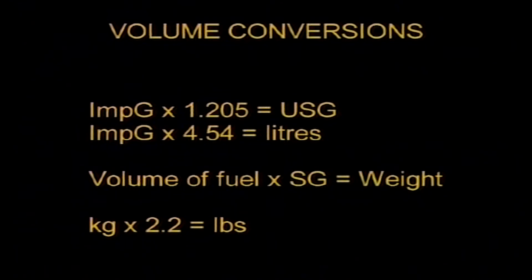A reminder: imperial gallons multiplied by 1.205 equals USG, imperial gallons multiplied by 4.54 equals litres. The volume of fuel multiplied by specific gravity equals weight, and kilograms multiplied by 2.2 equals pounds. An example.